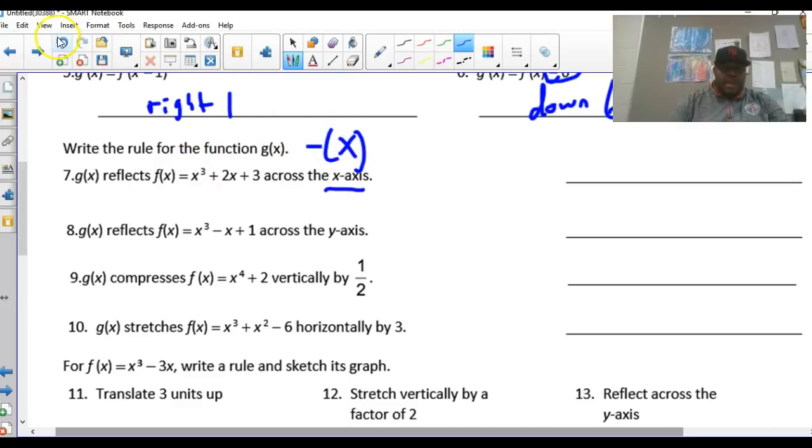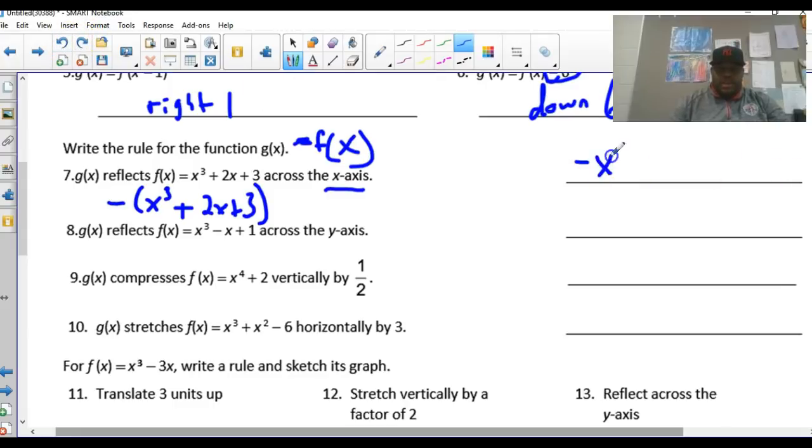Let me explain it like this. You've got to reflect the whole f of x. F of x is reflected across the x-axis, so the whole thing gets negative. So what you have is negative, x cubed plus 2x plus 3. If you want to simplify that, distribute the negative to the entire thing. You're going to get negative x cubed, not plus, minus 2x minus 3. And again, that's another correct answer.